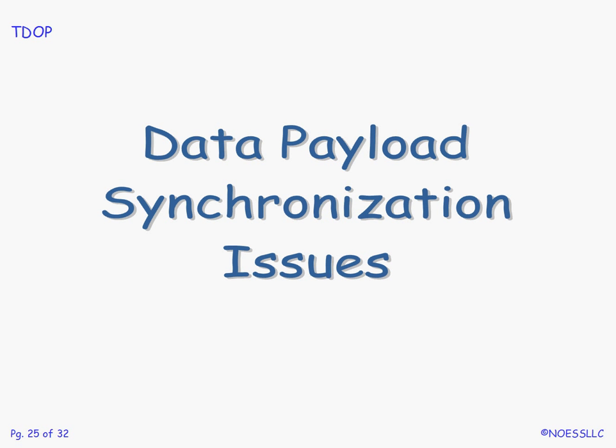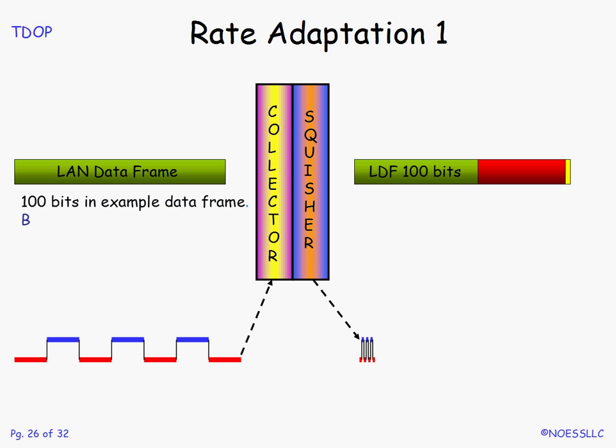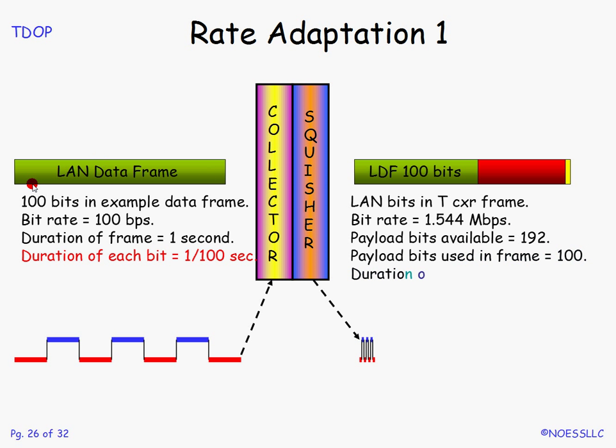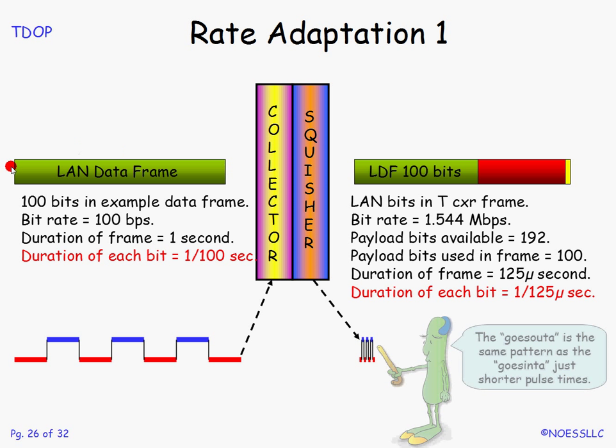Okay, so that brings us finally to this. I just mentioned it. How to synchronize data structures coming from local area networks into our T or E type transmission system. Now I've given you a very, very simple local area network data frame here. I haven't even put any detail in here. But let's say it's 100 bits in this data frame, right? And that 100 bits takes 1 second to transmit, right? So I've got 100 bits per second, because the frame duration is 1 second, and I have 100 bits in here. Though the duration of each bit then is 1/100th of a second right here.